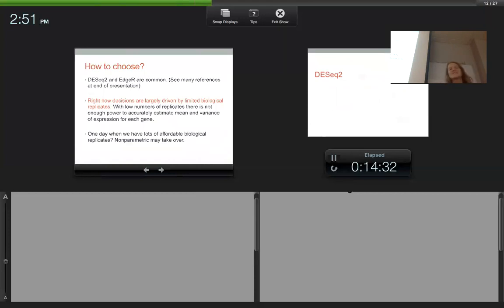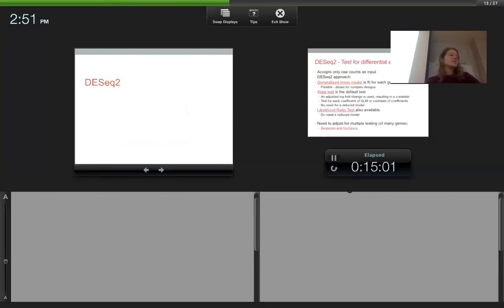Yes, this is re-saying the same thing. Decisions are largely driven by limited biological replicates. So one day when you have lots of data, non-parametric methods, I suspect, may take over, but we are not there yet. With over $200 a library for each RNA-seq experiment, that's largely limiting how we do bioinformatics in this space right now.